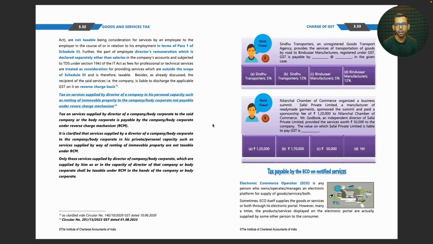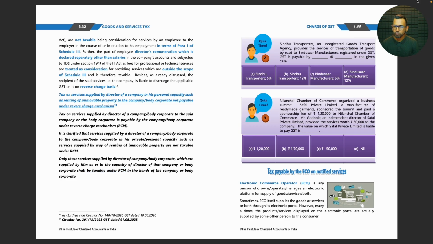Even though he is a director, the process of renting his residential place for the company to be used as a company's guest house is not in his capacity as a director. So he may be director, but in this renting agreement, he is like landlord and the company is the tenant. So therefore, reverse charge mechanism will not apply here. Only those services supplied by a director of a company which are supplied by him in the capacity of director of that company shall be taxed under RCM.